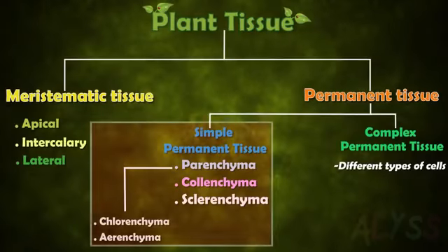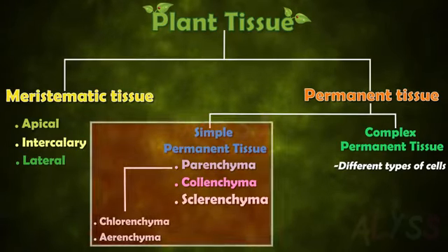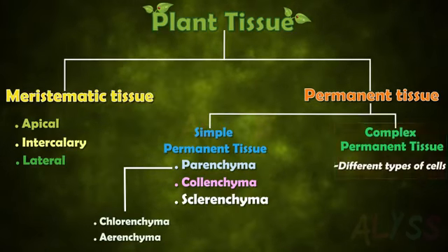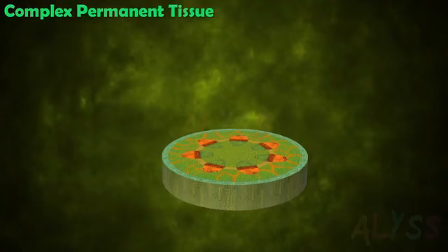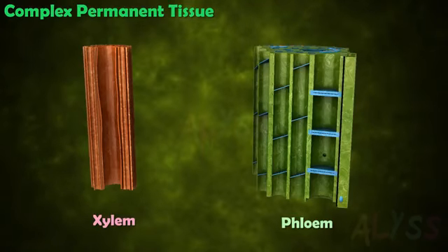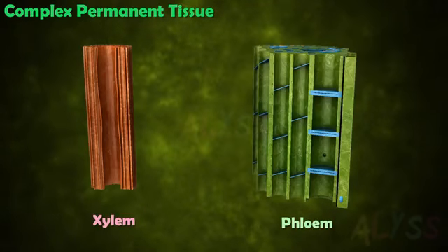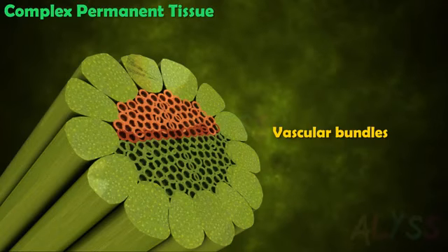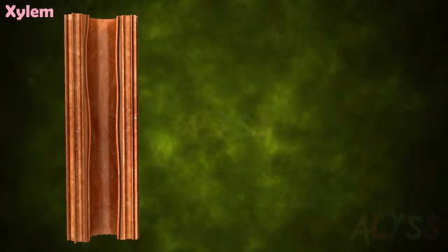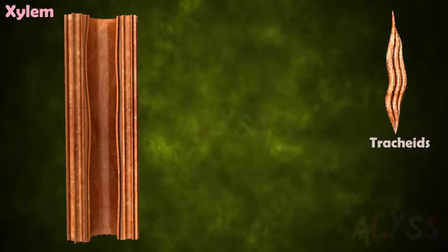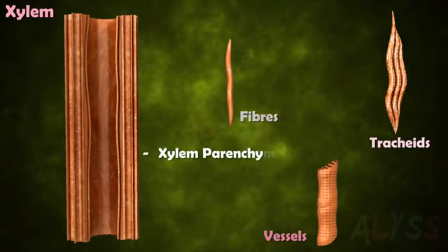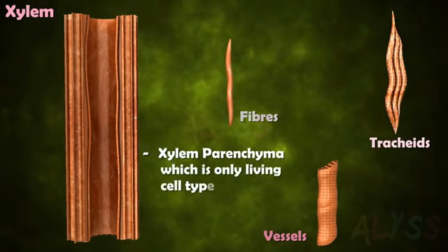Till now, we discussed simple permanent tissue. Let's know more about complex permanent tissue, which is made up of more than one type of cells. Xylem and phloem are complex tissues. Together, they are called vascular bundles. Xylem is made up of mostly dead cells, which are tracheids, vessels, fibers, and xylem parenchyma which is the only living cell type.